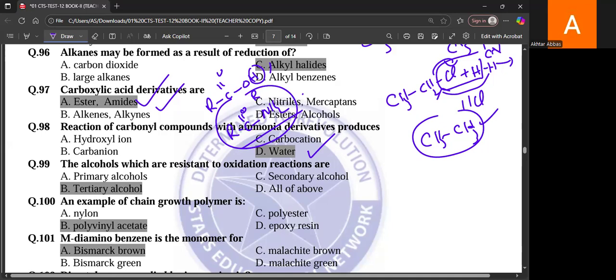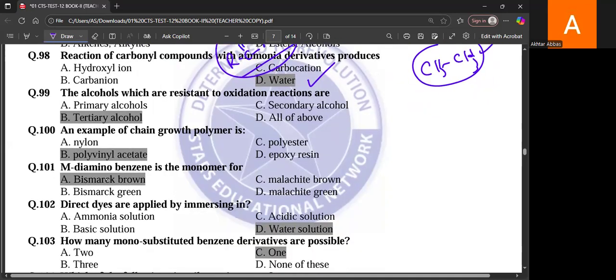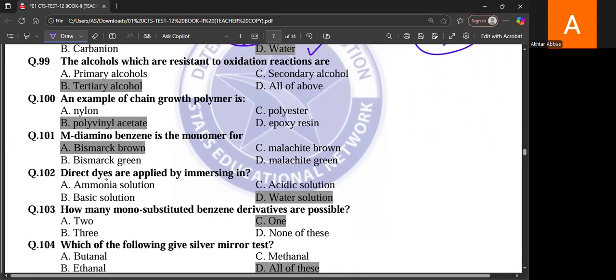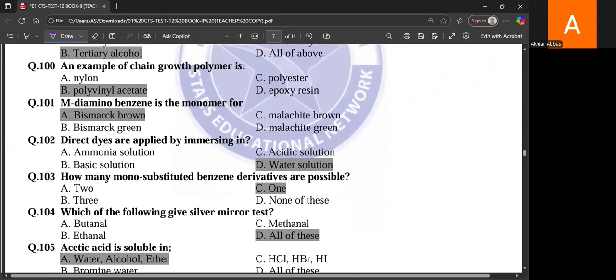An example of chain growth polymer is polyvinyl acetate. M-diaminobenzene is the monomer of Bismarck brown. Direct dyes are applied by immersing in a water solution.